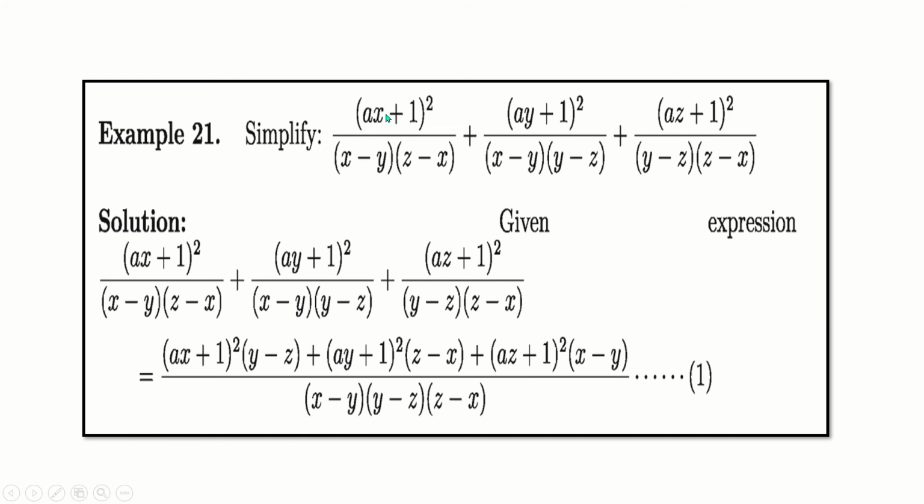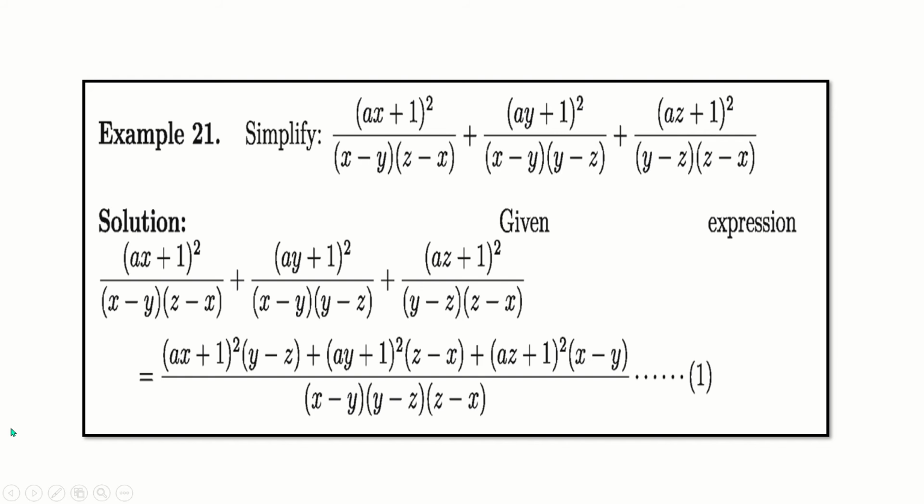Example 21. Simplify (ax plus 1) whole square divided by (x minus y) into (z minus x), plus (ay plus 1) whole square divided by (x minus y) into (y minus z), plus (az plus 1) whole square divided by (y minus z) into (z minus x). This is the given expression. Now the LCM will be (x minus y) into (y minus z) into (z minus x). Here all are in the form of a cyclic expression, so no need to convert the others.